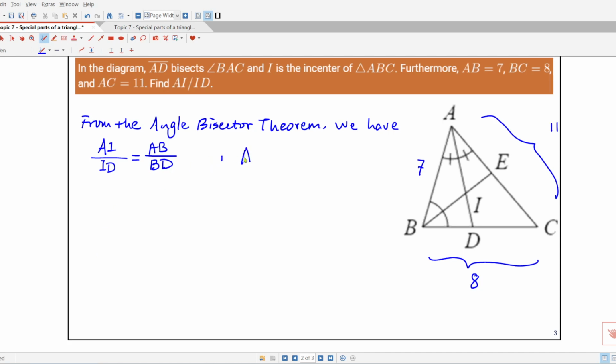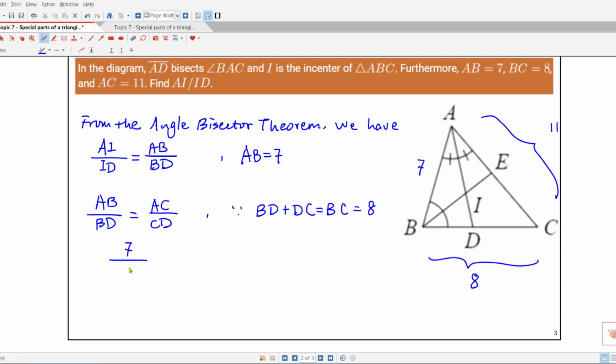And we also know that AB equals 7. So if we can find BD, then we are finished. You can find the ratio here, right? So the key is to find BD now. The angle bisector theorem also gives us AB over BD equals AC over CD, right? Now applied to angle bisector AD of triangle ABC. So since we have BD plus DC equals BC, which equals 8, then we have 7 over BD equals 11 over 8 minus BD, right? Therefore, we can easily solve BD.